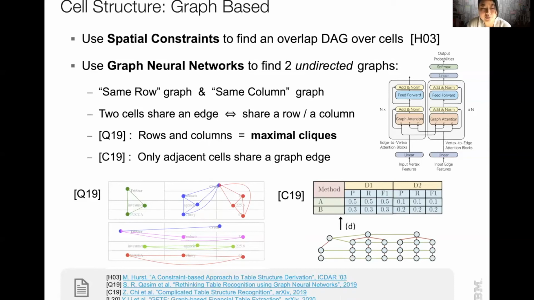And for the couple of references we have here, they have some interesting differentiators. One is to find the rows and columns, they find the maximal cliques. And for C19, only adjacent cells share a graph edge. So those are small differences in how to use graph neural networks to find the final structure.